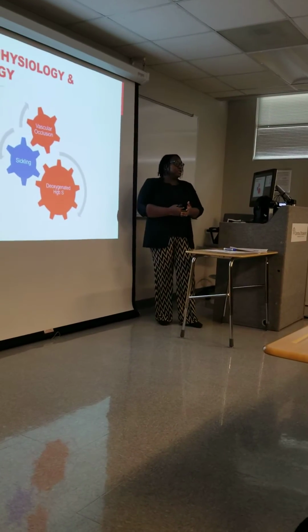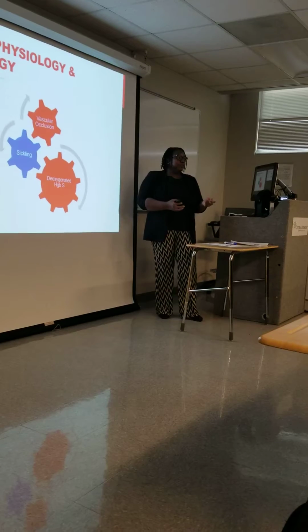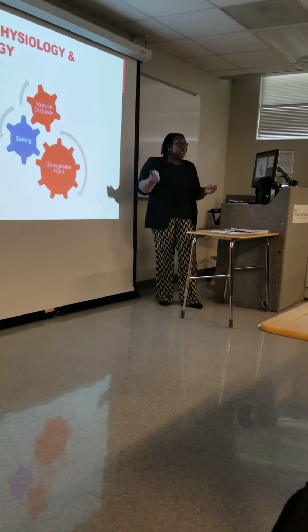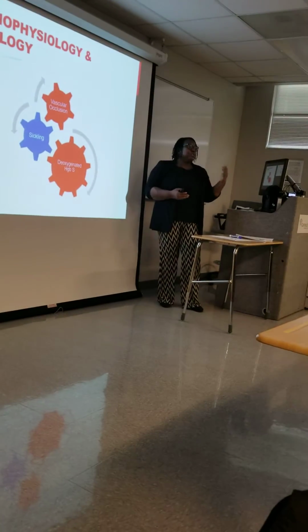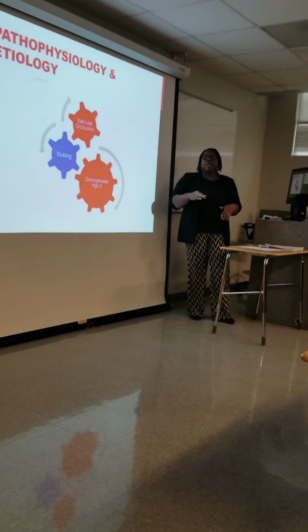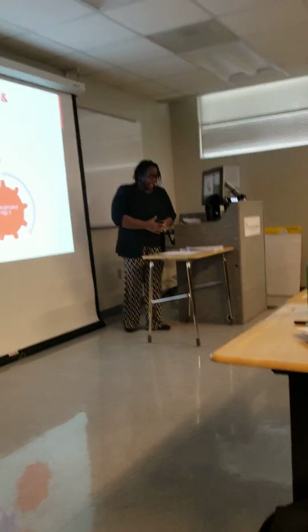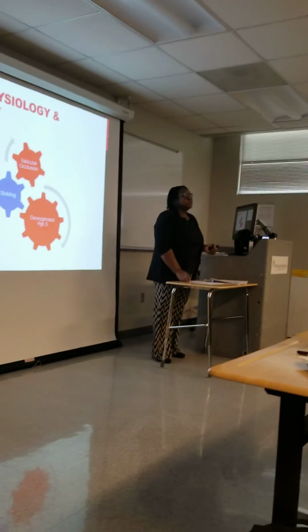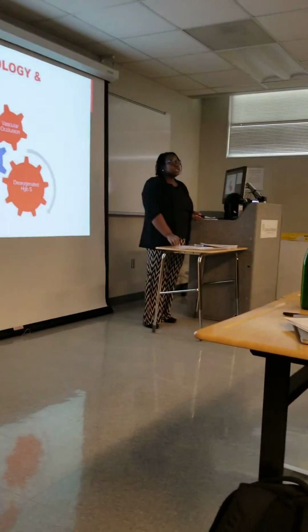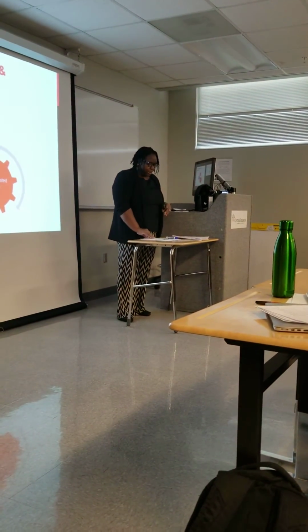Some individuals with sickle cell, as I stated before, the bone marrow is constantly trying to reproduce more red blood cells because these are dying off so quickly. And that can lead to something else called an aplastic crisis, which we'll talk about in a little bit as well.